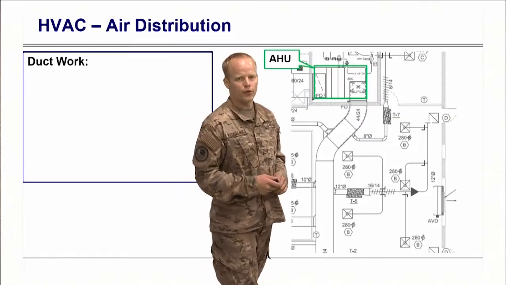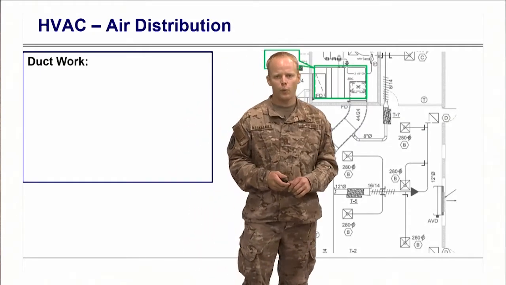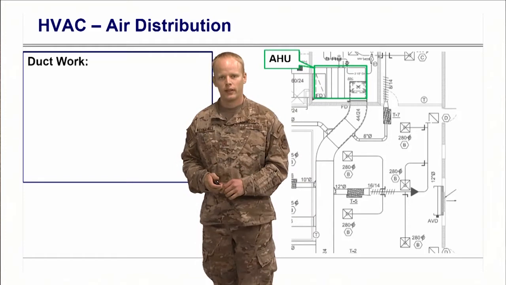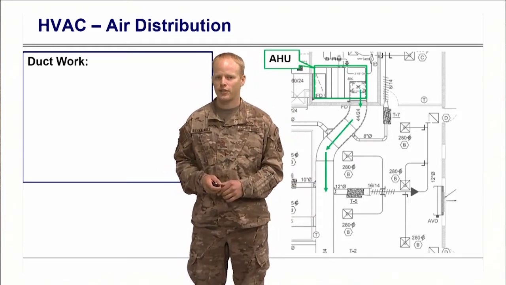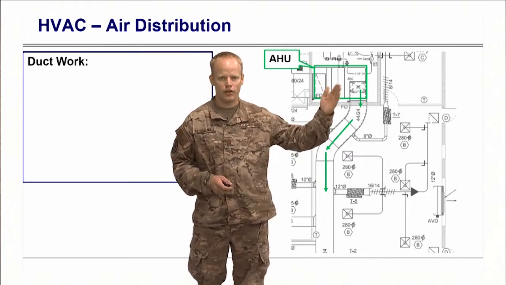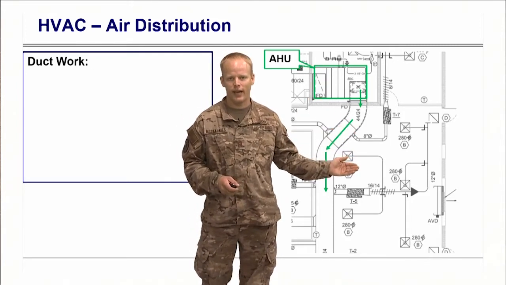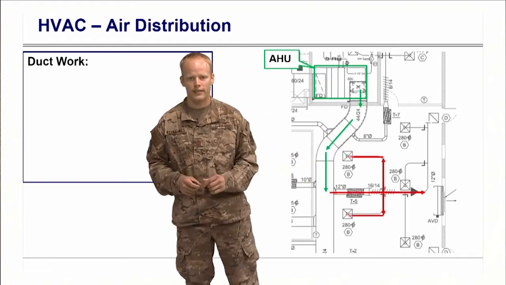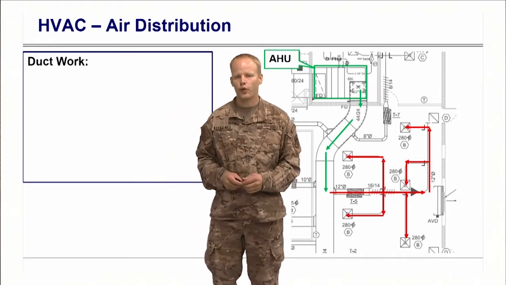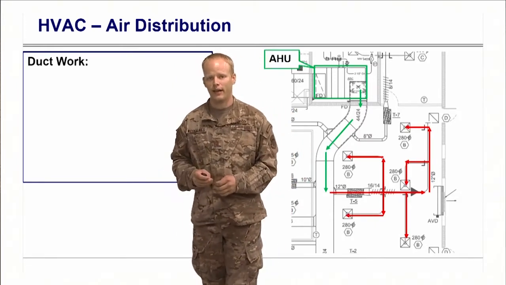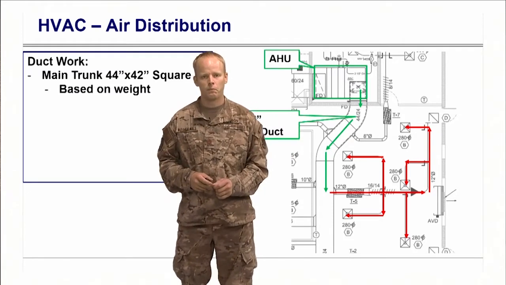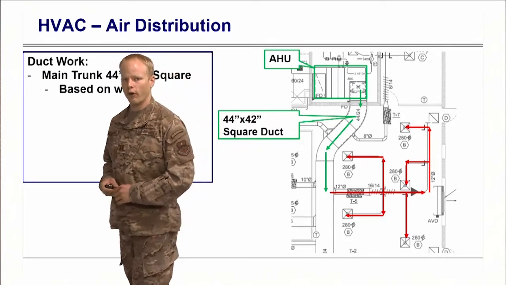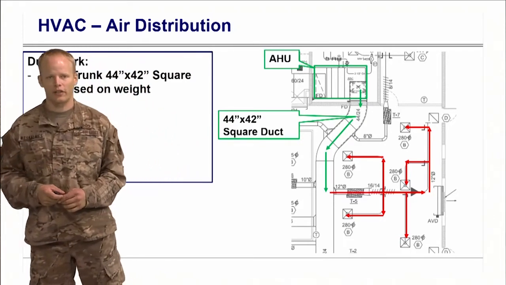So then, now that we've found our air handler, we can talk about our ductwork. So our ductwork, we take our supply air, we push it out on this main trunk. So this main trunk you can see comes through here, and there's many takeoffs. We're going to focus on this takeoff here. So you'll have to go through and count this for each and every takeoff. So we have our ductwork running through here. Our main trunk is a 44-inch by 42-inch square duct.